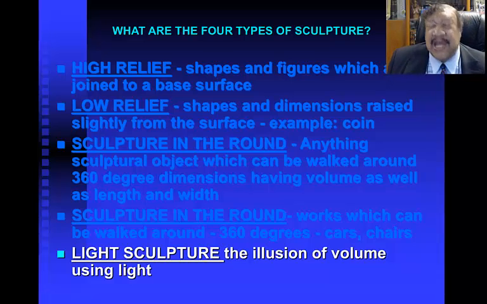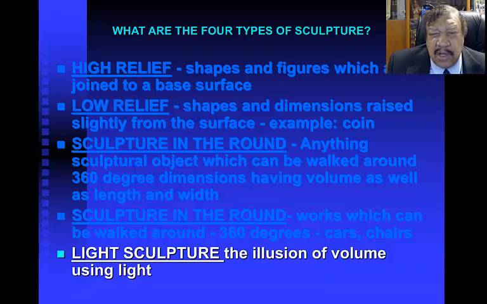Last but not least, we have what is called light sculpture. Sometimes it gives the illusion of volume using light. After the World Trade Center was destroyed, a sculptor got together and took two lights and had a showing where both lights were shining up directly into the sky, as if to imply the volume of the World Trade Center.